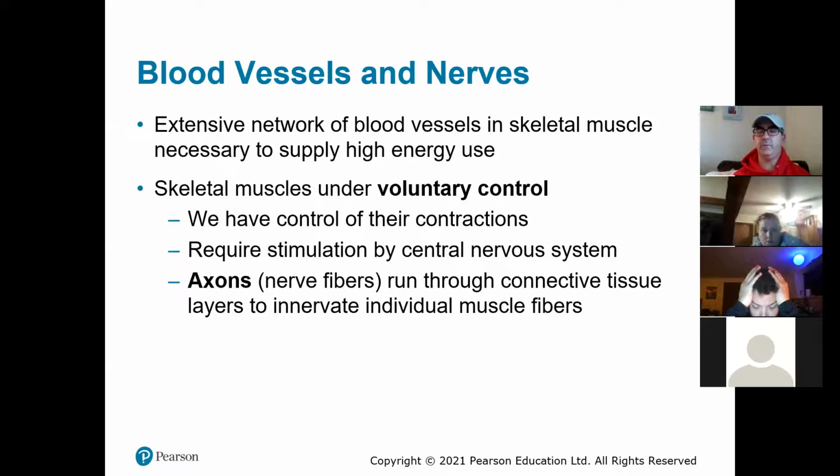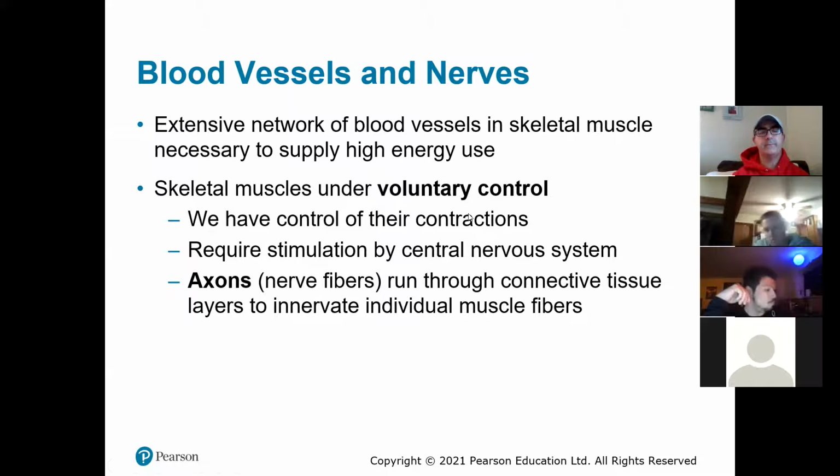But how do we get that around the body? That only gets it into either our intestines or our lungs. How do we get it from there to all these other places in the body? Through blood. Good. So there is this extensive network of blood vessels running through all of our skeletal muscles. Those blood vessels are bringing glucose and oxygen. They're bringing things that our muscles need to make energy.